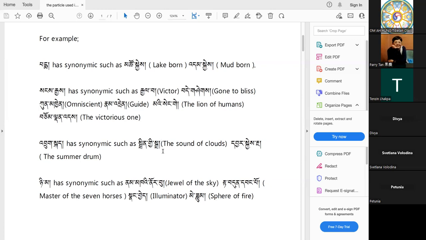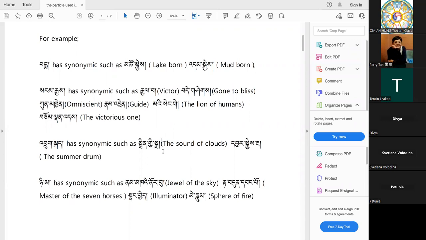So we have Nima, which is known as the sun. The common usage word is sun, Nima. It is also known as Namkhe Norbu, which is the jewel of the sky. Then we have Tadun Wangpo, the master of 7 horses. Each horse is said to be green in color. So, the master of 7 horses.